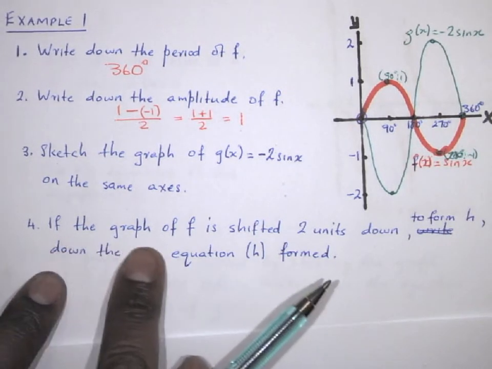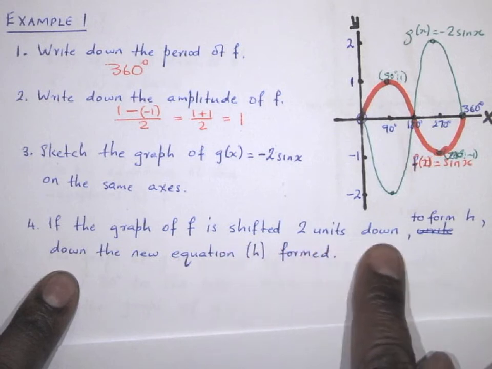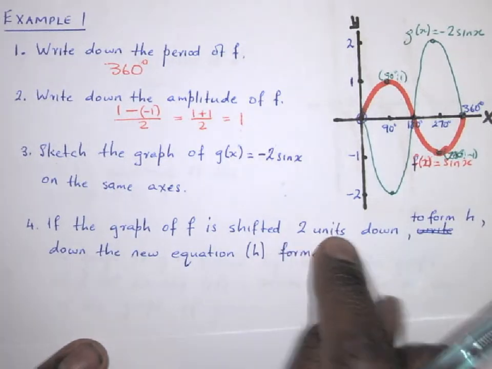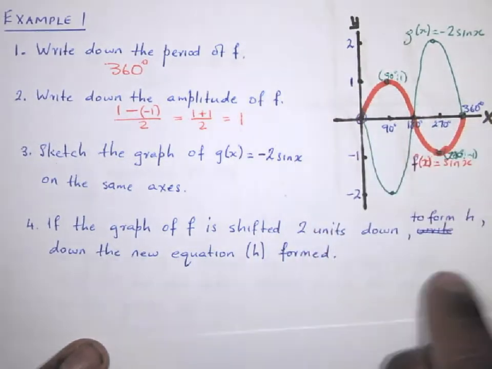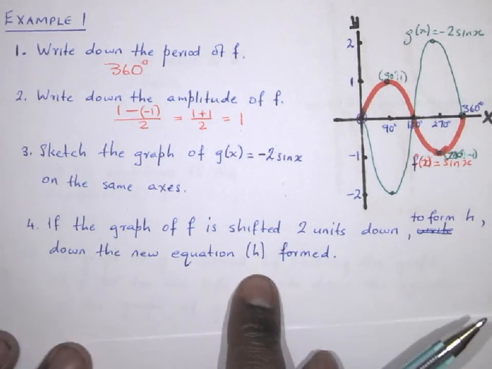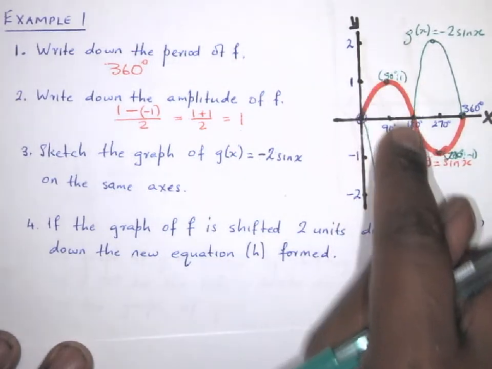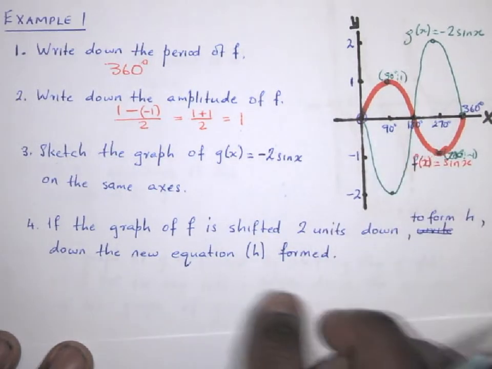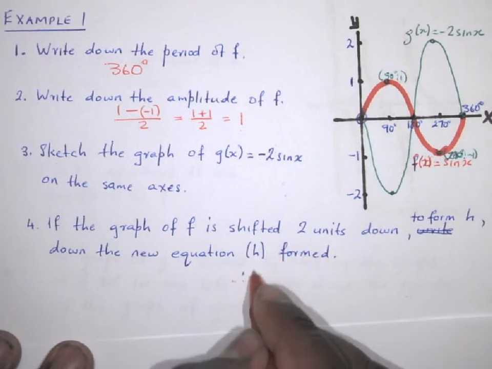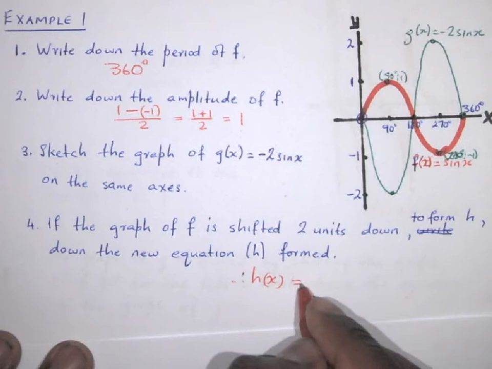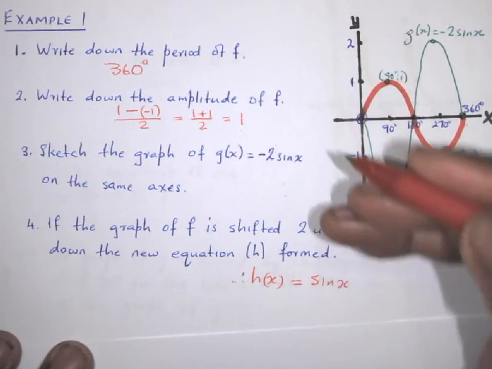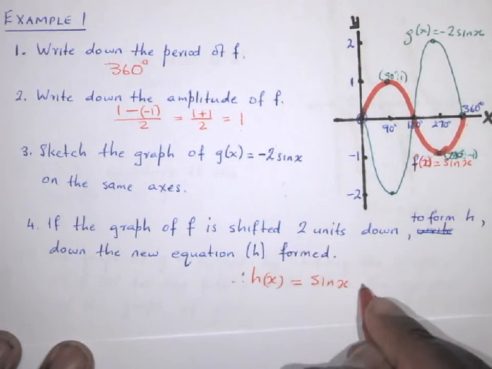Next, if the graph of f is shifted 2 units down, talking about this red graph of ours. If I shift it 2 units down, I pull it down by 2 units, to form a new graph h, we've got to write down the new equation of h that is formed. So I'm just taking this red graph, I'm pulling it down by 2 units. Therefore, the new equation that will be formed would be h of x is equal to sine of x, but I'm pulling it down by 2 units, so I'm saying minus 2.